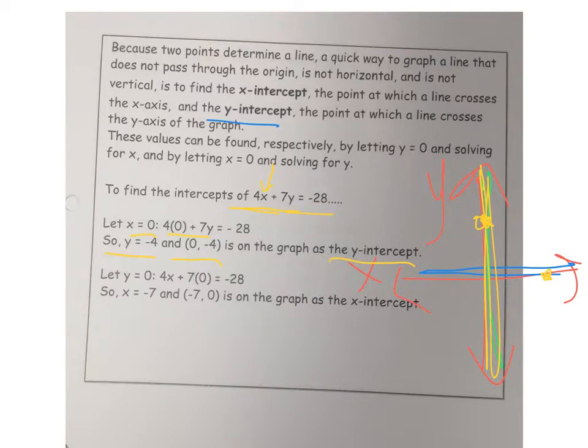So to find the x-intercept, we're going to let y equals 0 in the same equation. So here, instead of the x being 0, y is 0. So we're going to solve for x. So 4x plus 7 times 0 equals negative 28. So if I solve that, I'm just going to divide by 4. I'm left with x is equal to negative 7. So negative 7, 0 on the graph is the x-intercept. Once again, the x-intercept is on the x-axis. The y-intercept is on the y-axis.